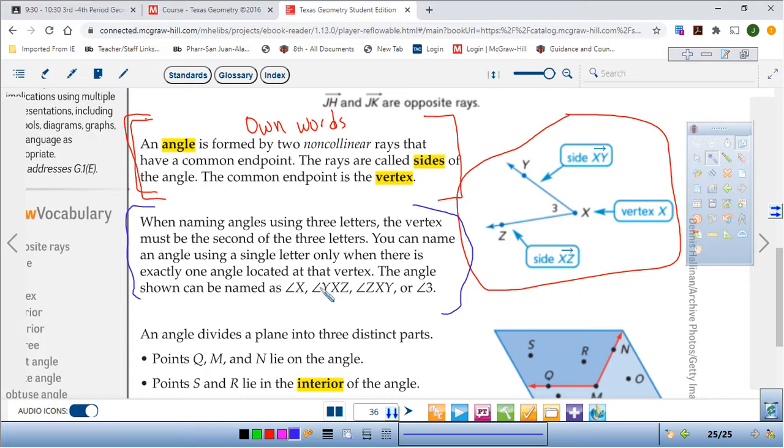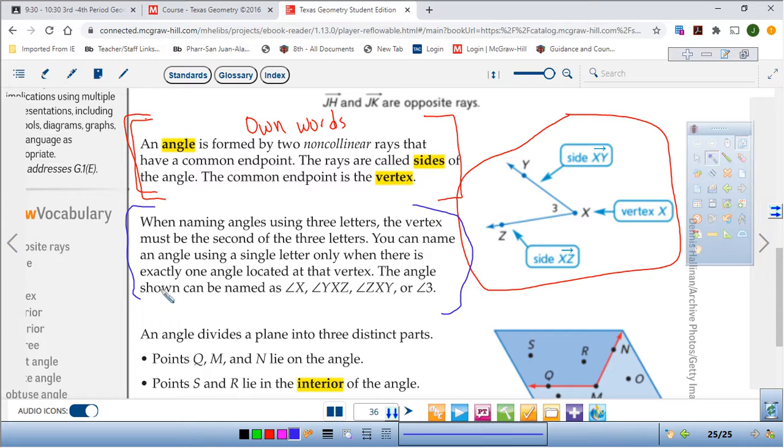Okay? You have two rays here, ray XY and ray XZ. So you would name the angle by putting the vertex at the middle point. You can name an angle using a single letter. Looking at this whole figure, since there's no other drawings or other angles next to it, you can say that one is angle X easily. But if there are other angles there, you really shouldn't say it like that because you can throw people off. Which angle are they talking about? So you don't want to do that. If there's one angle, keep it simple: angle X, angle 3. You can name an angle using a single letter when there is exactly one angle located at this vertex.